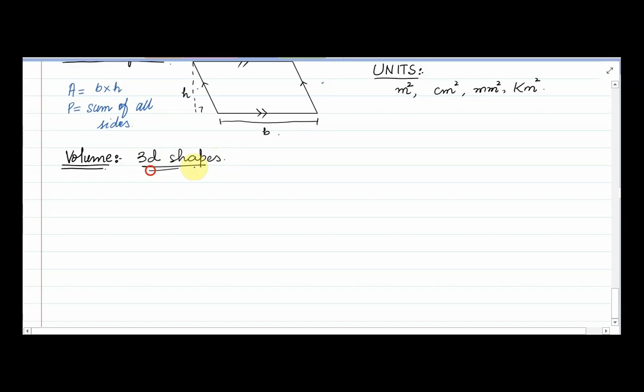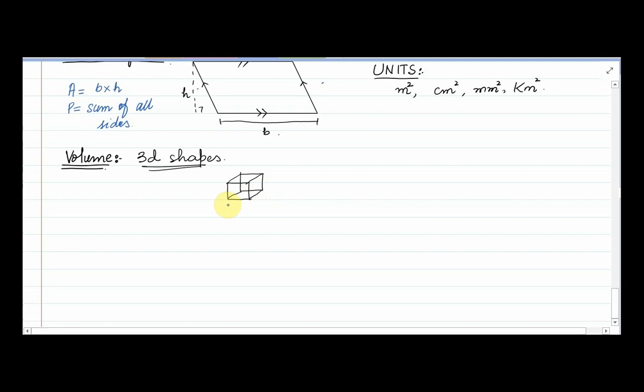And what do you mean by 3D shapes? Let's suppose we have a cube. That is a small cube, right? Now cube is a 3D shape because there are three lengths involved in a cube.